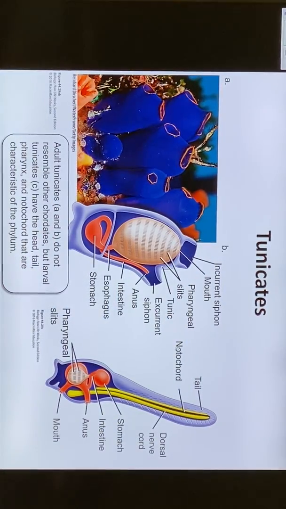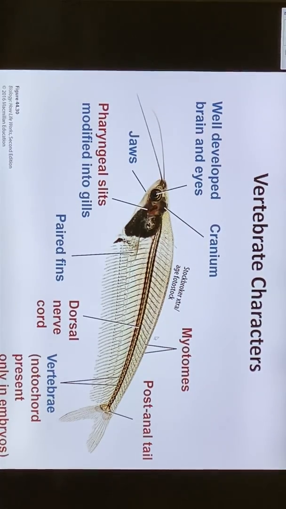I'm going to skip the tunicates. Let's not ask any questions about tunicates. It's too complicated. All right, so the vertebrates are a subgrouping of the chordates, and they have certain characteristics.